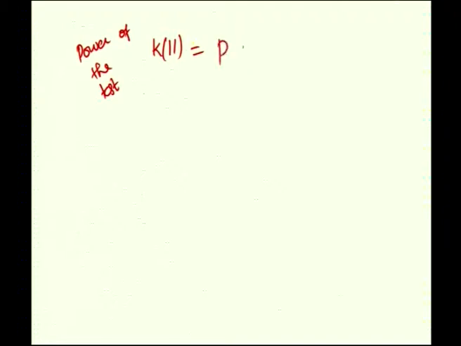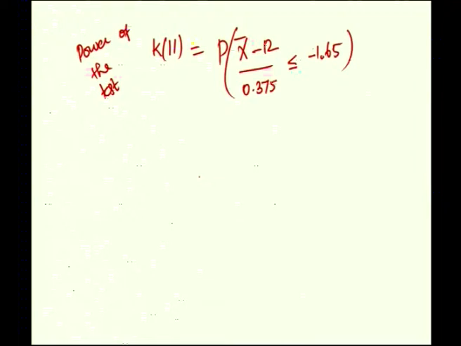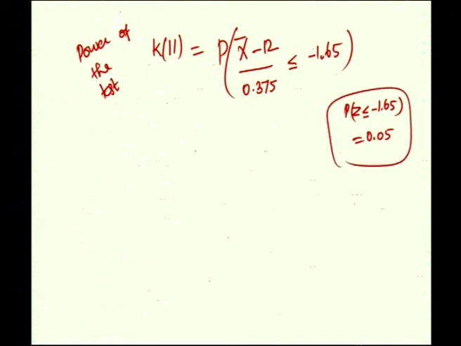It is P of x bar minus 12 divided by 0.375 is less than or equal to minus 1.65, because the level of significance is 5% and we know that P of Z less than or equal to minus 1.65 is 0.05, as already discussed. Z is substituted as x bar minus 12 by 0.375. Now just cross multiply. P of x bar is less than or equal to minus 1.65 into 0.375 plus 12.